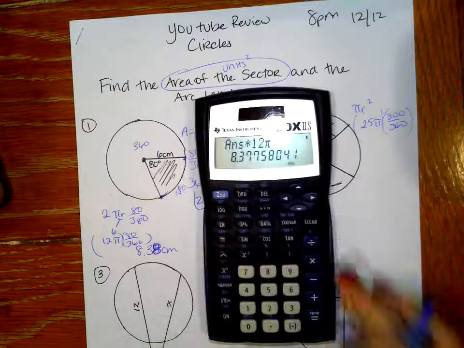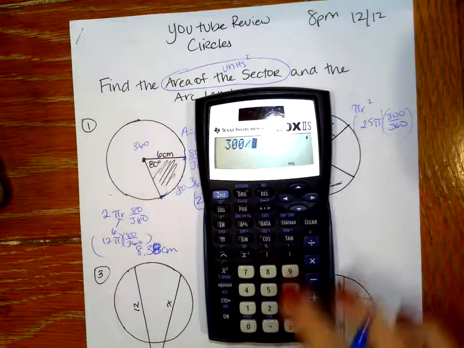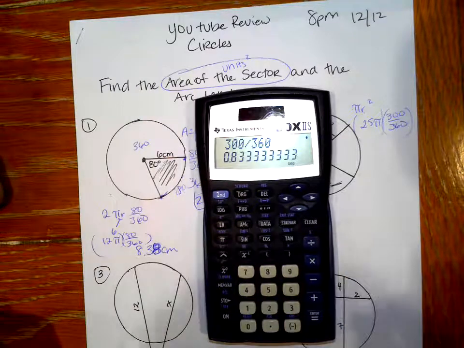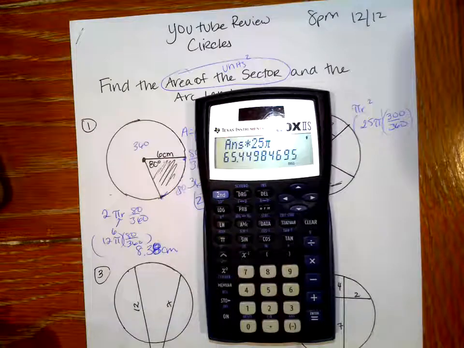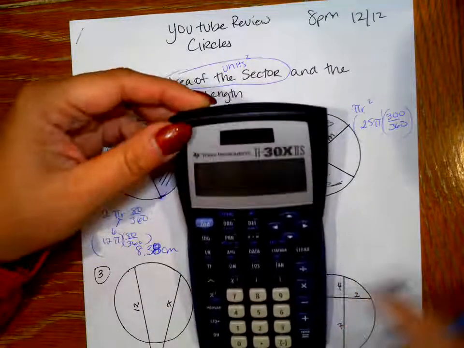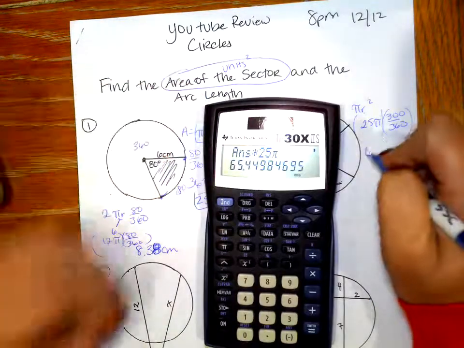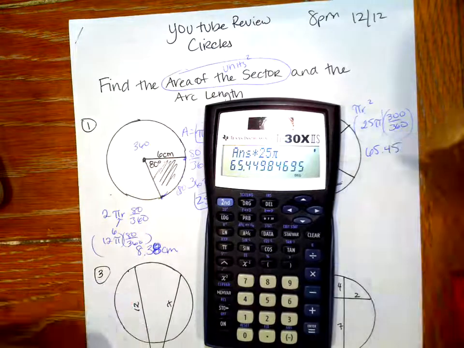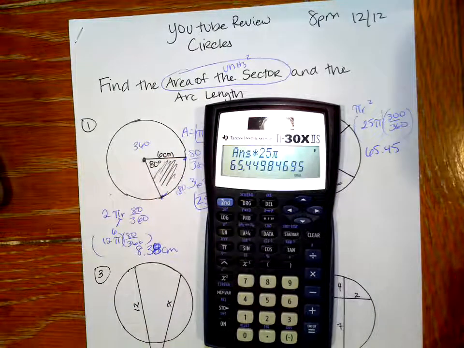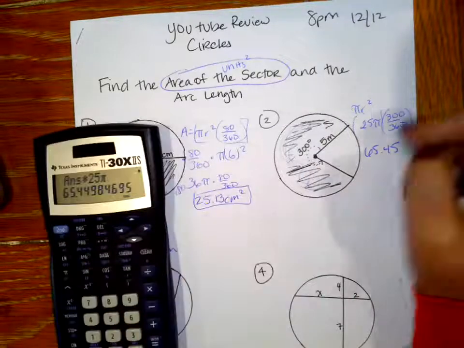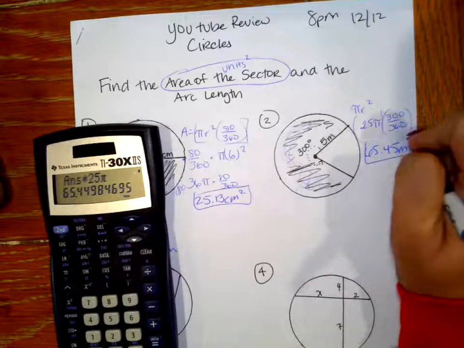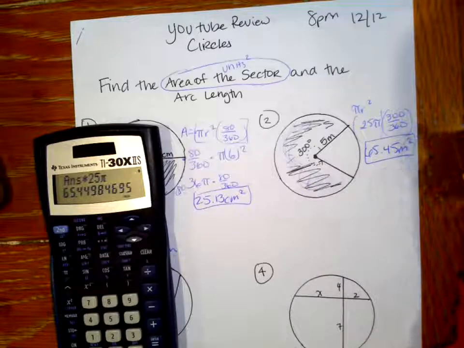Again, you're given a calculator for this exam. And you're going to multiply that times 25 pi to get you a grand total of 65.45. If you round to the tenth or the hundredth, see where you're at with that. And that is going to be meters squared. Remember area, don't forget your units.